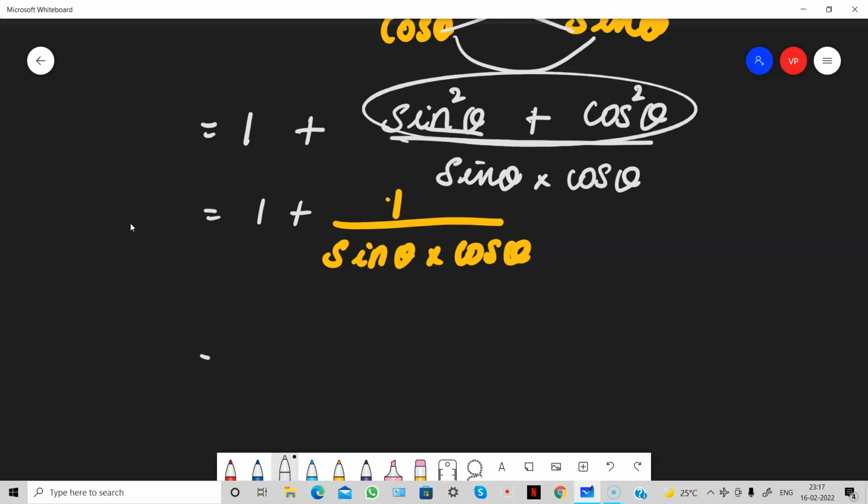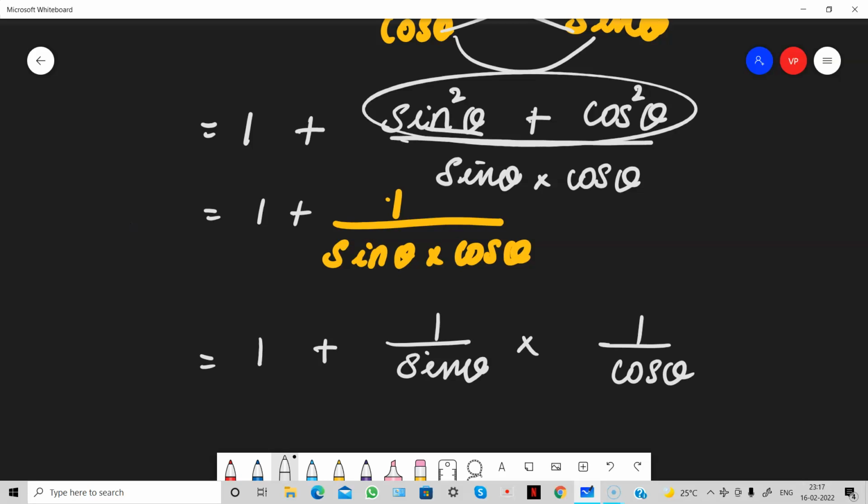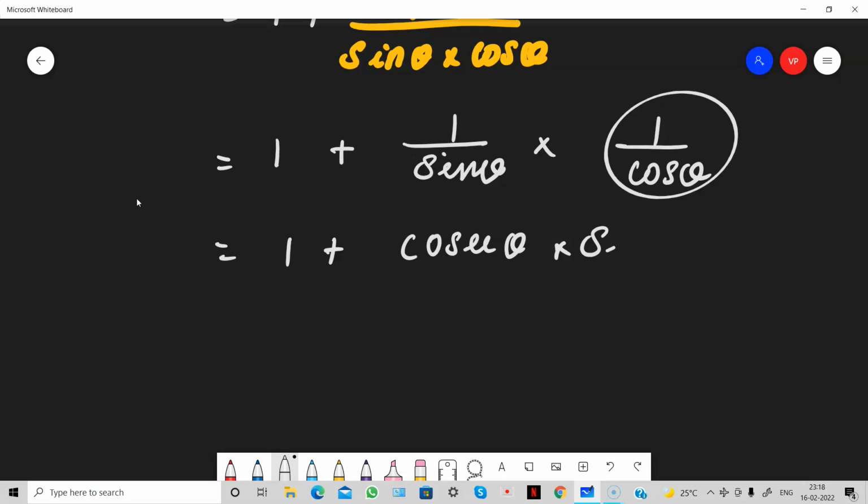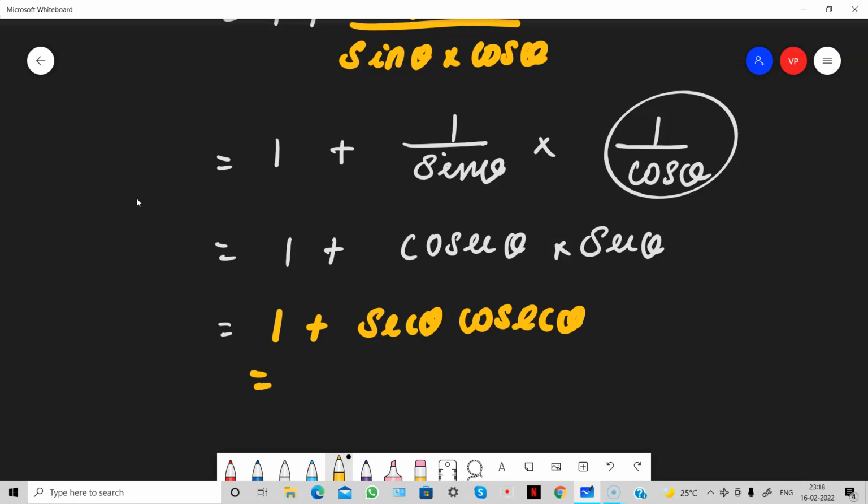Okay, students, see, what is the next step? 1 plus. So you can write, this is a multiplication. So you can write simply 1 by sine times 1 by cos. Then, see, 1 by sine, you can write cosecant, times, this is 1 by cos, you can write secant. So, finally, we get the answer as, so what's our answer? 1 plus secant theta and cosecant theta. This is our RHS finally.